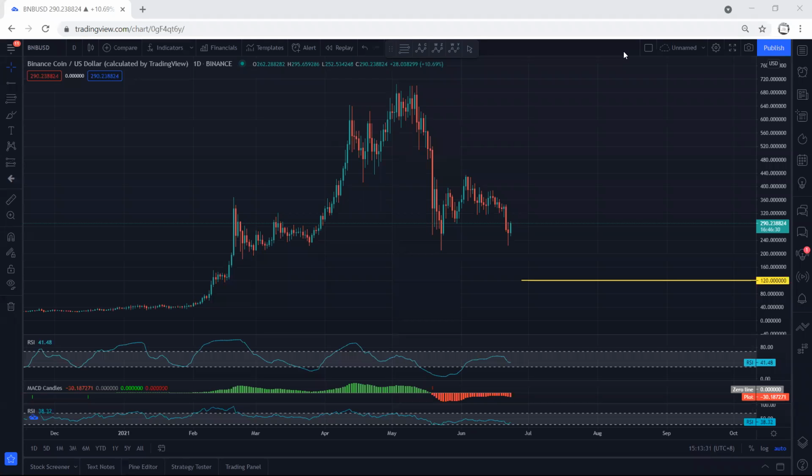BNB, we start with the daily chart. We want to see how we can look for a trade. First of all, if we refer to our analysis, we mentioned the best thing is if we see the breakout of this correction. As we can see, the price dropped.